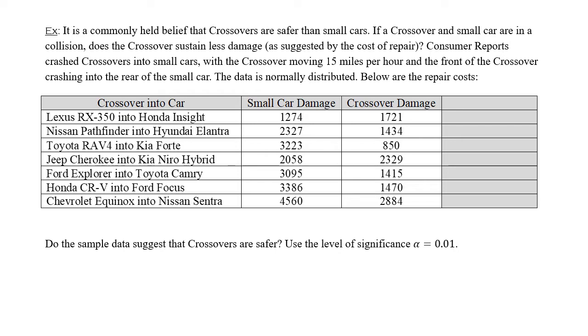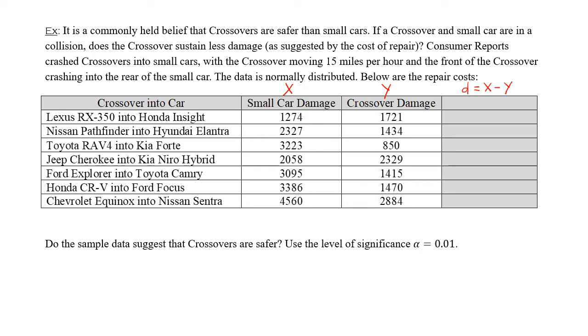The data is normally distributed. Below are the repair costs. So in this case, we've got a sample of seven different pairs of cars, where one was crashed into the other, and we see that there's a different repair cost for each car. So let's call this column X, let's call this column Y, and then here for D we'll look at X minus Y.